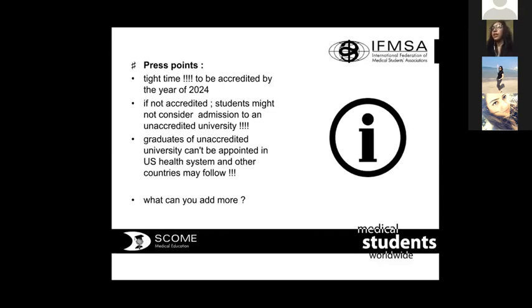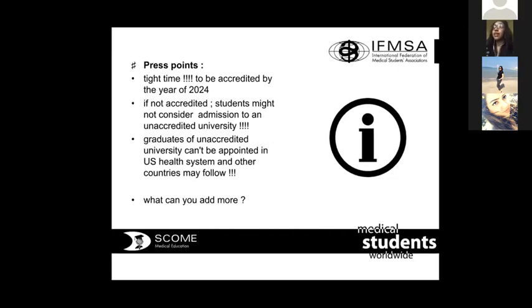Second thing, if not accredited, students might not consider admission to this university. For example, I, as a student, if I want to apply to a university, and I already know this university hasn't initiated the accreditation process or is not accredited by the WFME, of course I won't apply to this university and I will go to another accredited university to study there. Because of course no one wants to study in a university when we can doubt the quality of its educational program. And this will affect the medical schools, as no more students want to study in this university, and they may lose their reputation and their students.